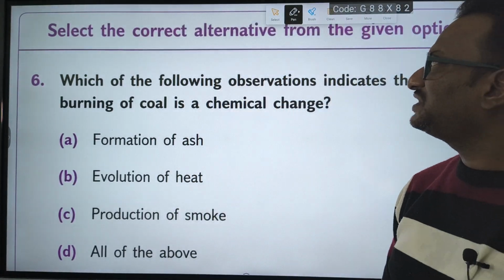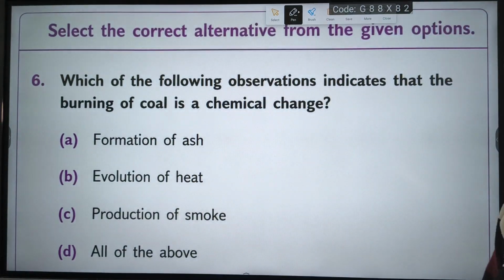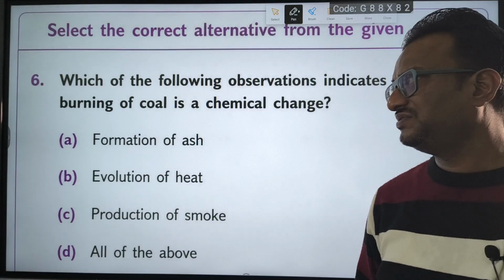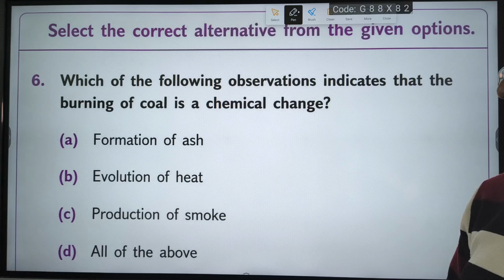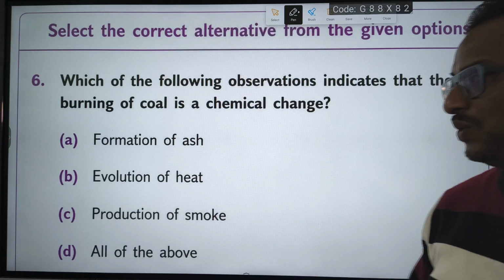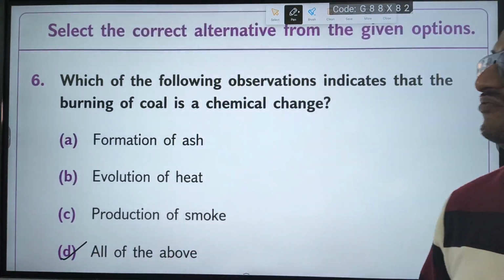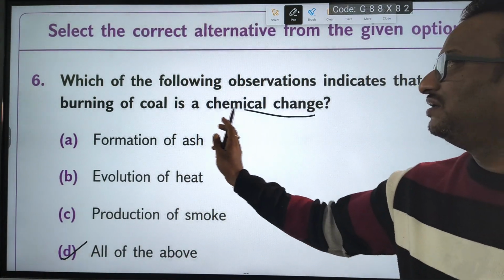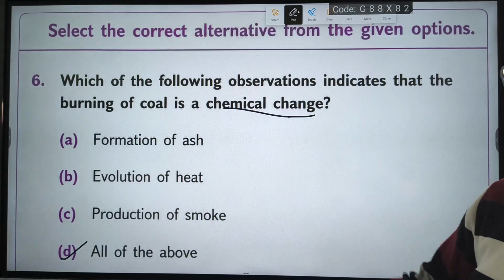Next one, which of the following observations indicates that the burning of coal is a chemical change? Formation of ash, evolution of heat, production of smoke, all of the above. All of the above. All will give you an idea that it is a chemical change. All will come.